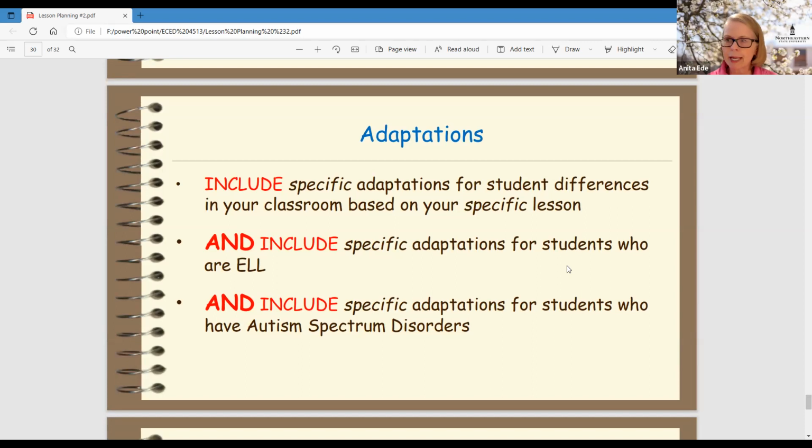You'll just have to pretend if all your children in your class are absolutely wonderful and perfect. Then you're going to use those two groups. But you're going to have to come up with adaptations because you have to get in the habit of doing that.